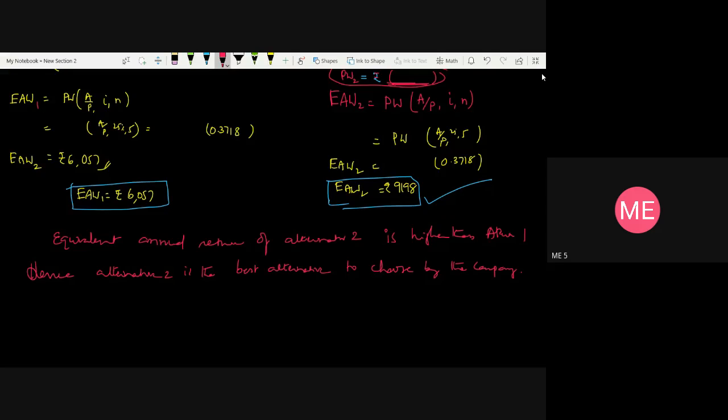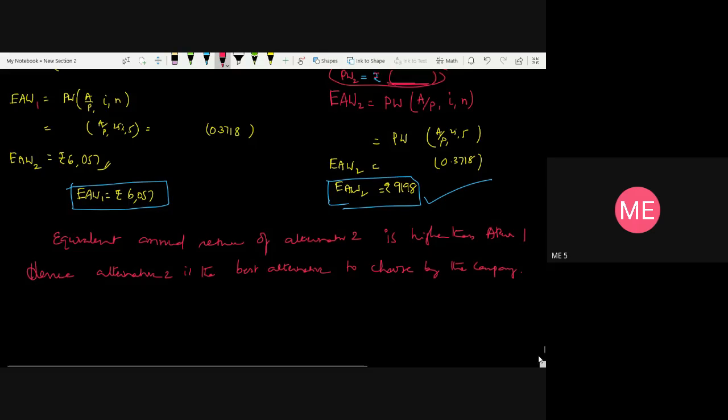So we can solve the same problem by using the future worth method also. By writing the future worth method equation, we can find out the future worth. After finding the future worth, the equated annual worth is equal to future worth times A by F comma i comma N. There the factor will change, so you need to write the A by F comma i comma N.